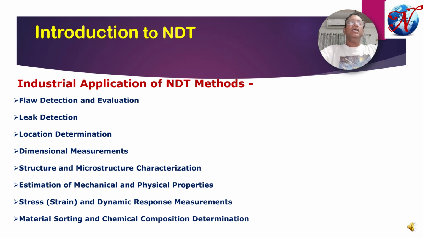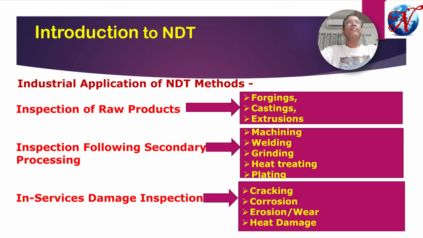So generally, in non-destructive testing, we are using it in different industries at different stages of inspection, like inspection of the raw product such as forging, casting or extrusion, inspection following secondary processing such as machining, welding, grinding, heat treating or plating, as well as in-service damage inspection, which may be caused by cracking, corrosion, erosion, wear or damage due to heat.